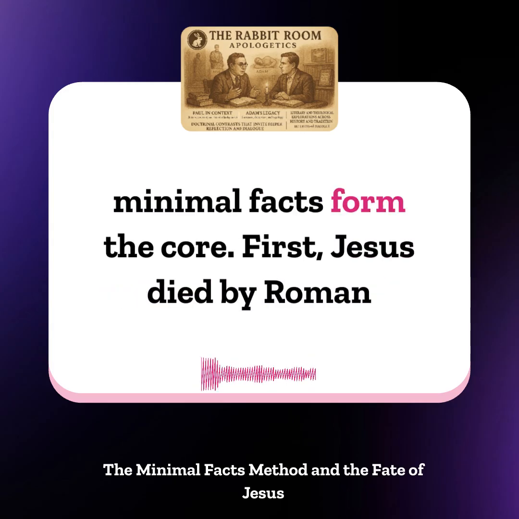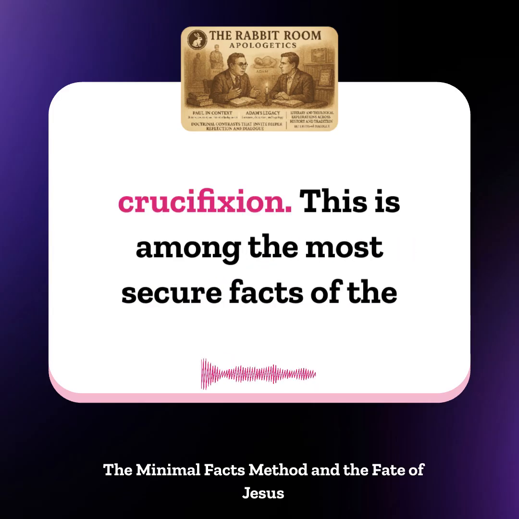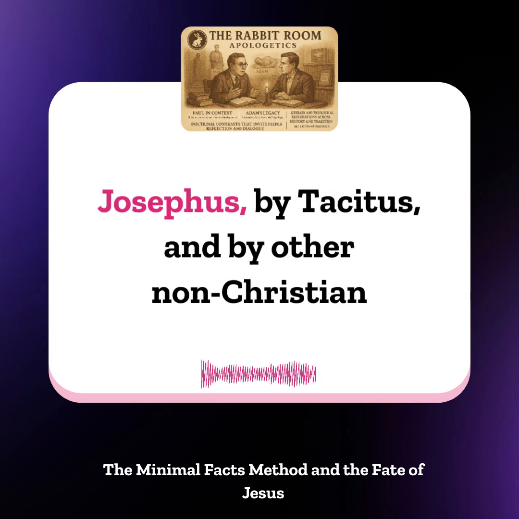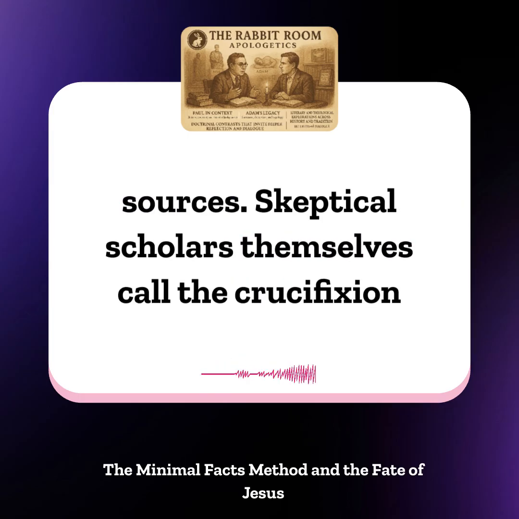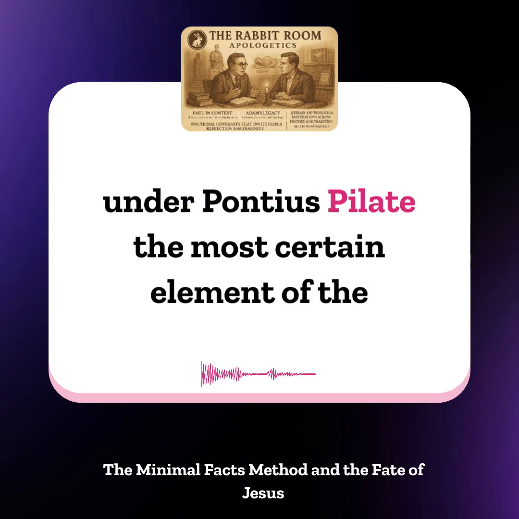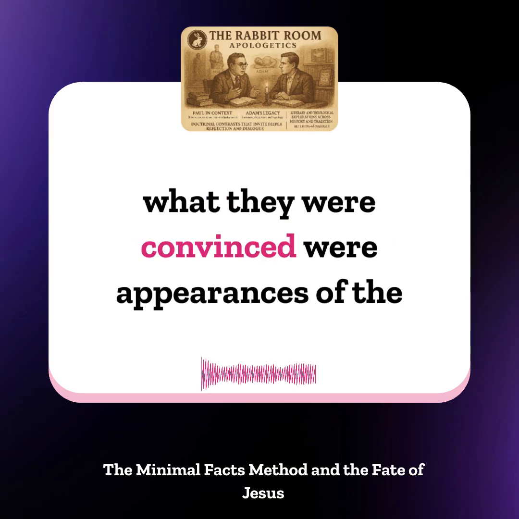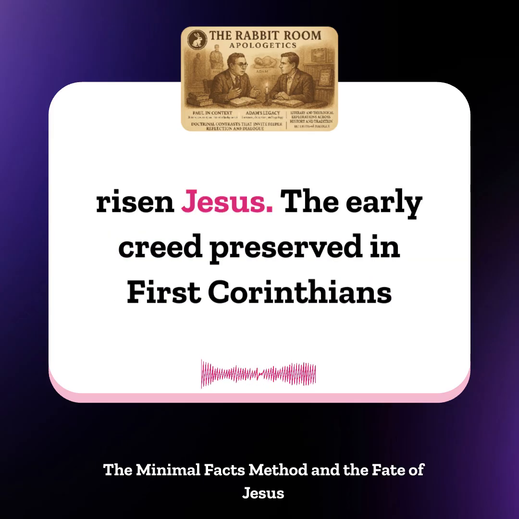Six minimal facts form the core. First, Jesus died by Roman crucifixion. This is among the most secure facts of the ancient world, attested in Christian writings, by Josephus, by Tacitus, and by other non-Christian sources. Skeptical scholars themselves call the crucifixion under Pontius Pilate the most certain element of the tradition about Jesus.